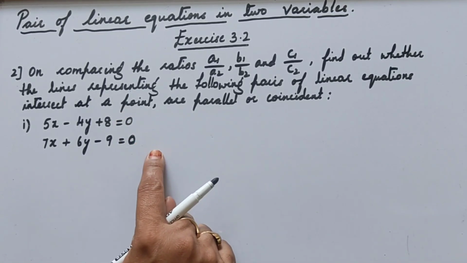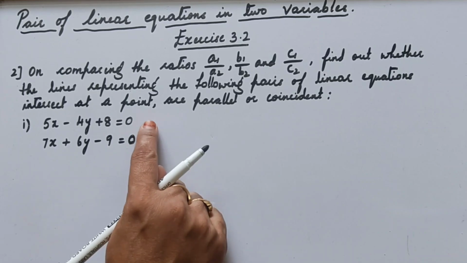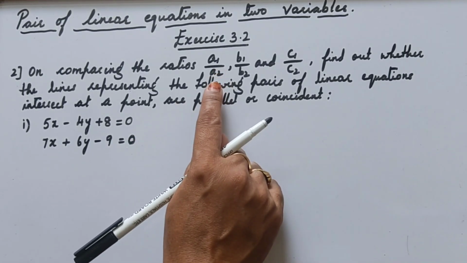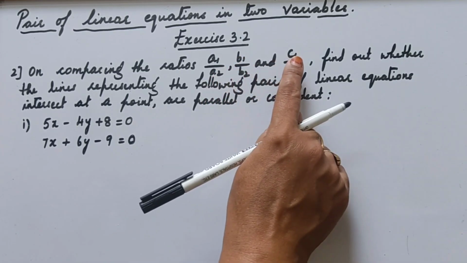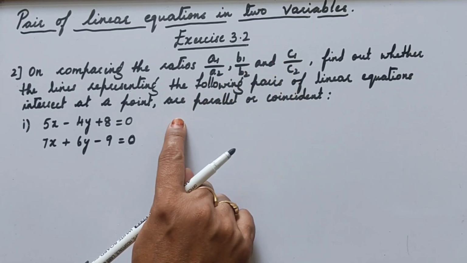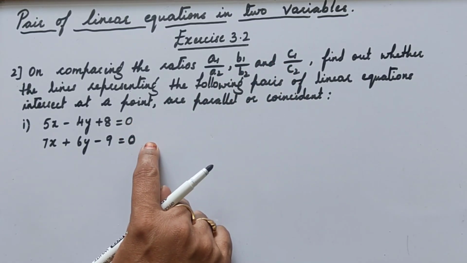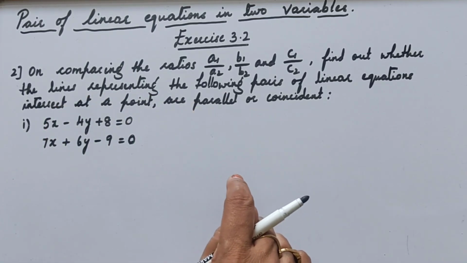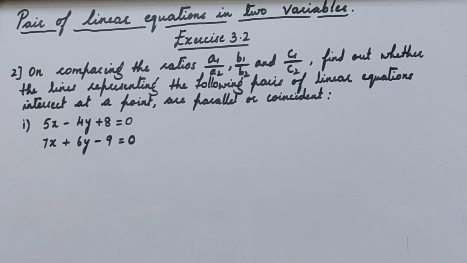We have got two lines, okay? Now these two lines we are going to compare by using these ratios: A1 by A2, B1 by B2 and C1 by C2. We are going to compare these and find out whether these linear equations are intersecting, parallel or coincident. Come on, let's get started here.